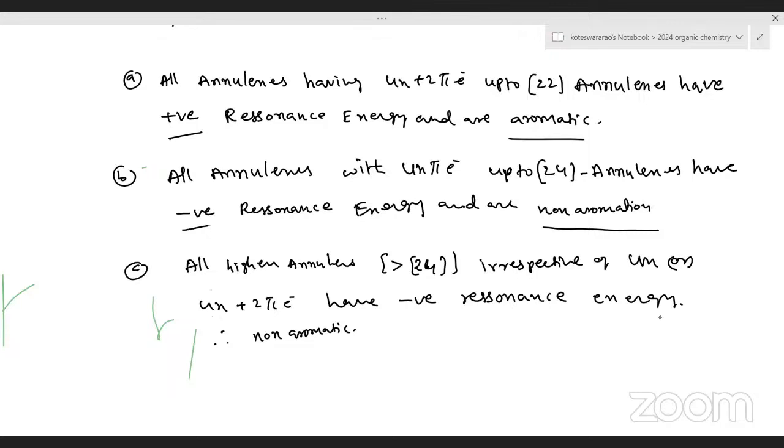Okay, next limitation, the second limitation shown by the Hückel theory, that is Hückel's rule.